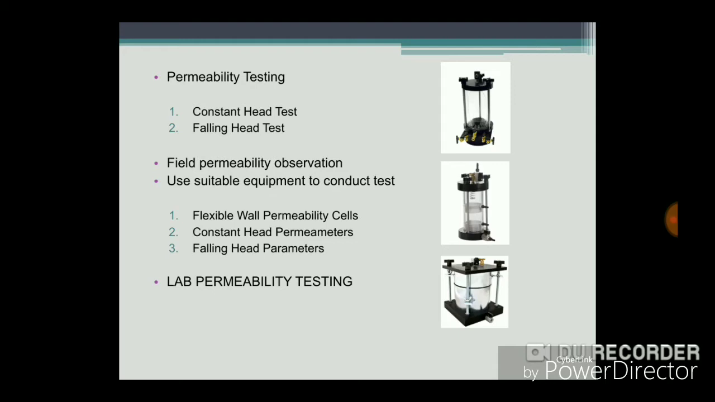We will do field permeability observation. Other than that, for introduction, we will use suitable equipment to conduct tests in the lab. The first one is flexible wall permeability cells that measure hydraulic conductivity of soil using several methods. Second is constant head permeameters that measure the coefficient of permeability of non-plastic soils with no more than 10% of particles passing. The last one is falling head permeameters that allow the option of testing granular soil under either constant head or falling head condition, but do not meet published ASTM or AASHTO test method requirements.